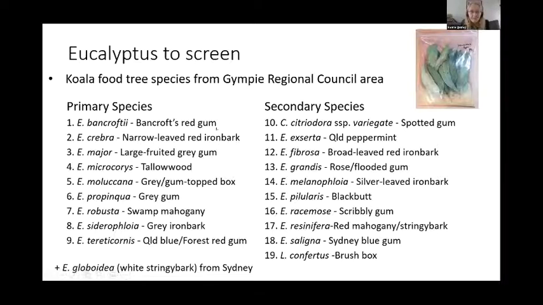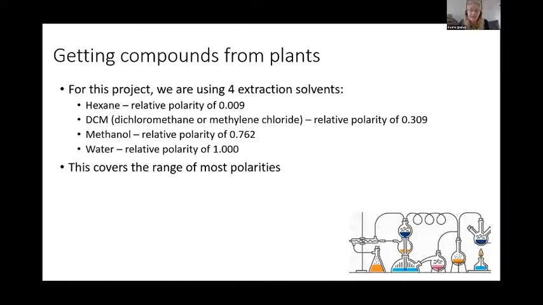So you see we get a number of gray gums, red gums, and ironbarks that we know the koalas in this area do eat. Added to our list, we wanted to add a particular species of eucalypt that has been published to have antiviral potential, and that's white stringybark. That's typically found in the Sydney to Melbourne area, so it's a southern eucalypt. We know that it has potential, so we included it as a positive control. And so we went out to find samples of these trees to see what we could find from them.